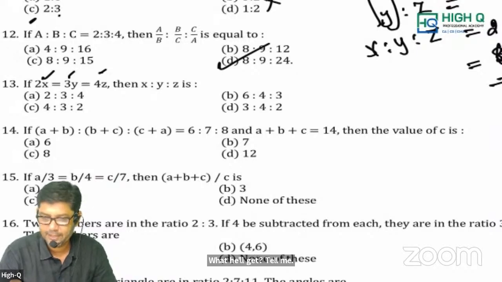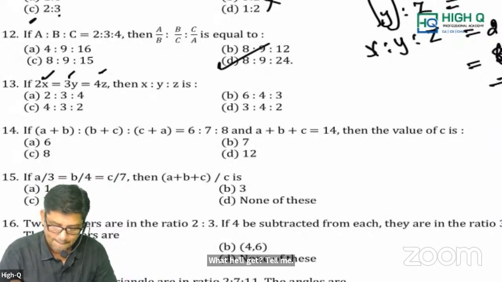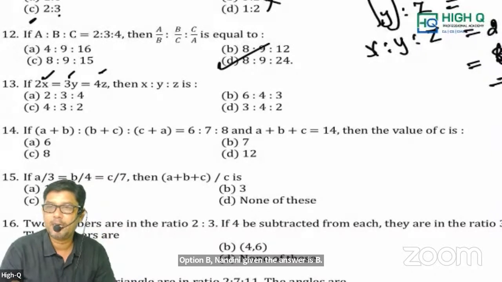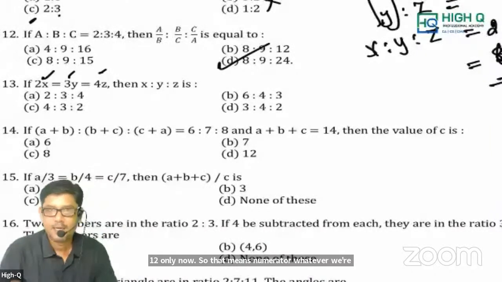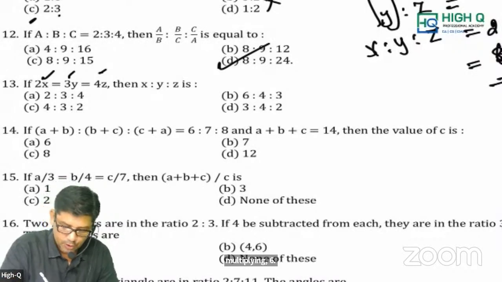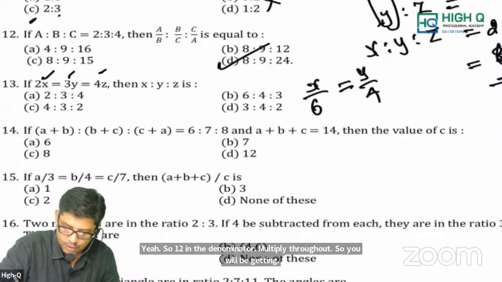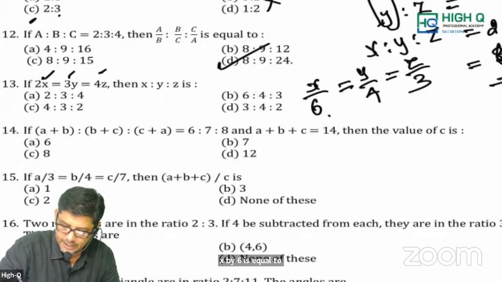Option B. Nandini gave the answer as B. 12 only, no? So that means for the numerator, what will I be multiplying? 6. Correct? Yeah. So with 12 in the denominator, multiply throughout by 12. So you will be getting x by 6 is equal to y by 4 is equal to z by 3, 6 is to 4 is to 3.